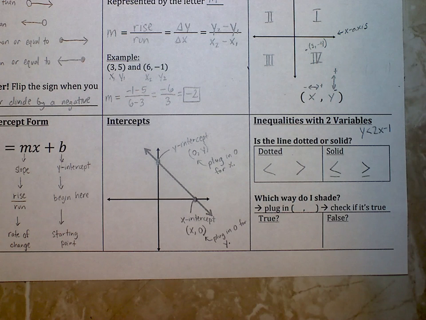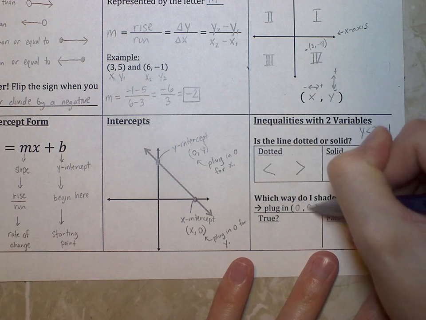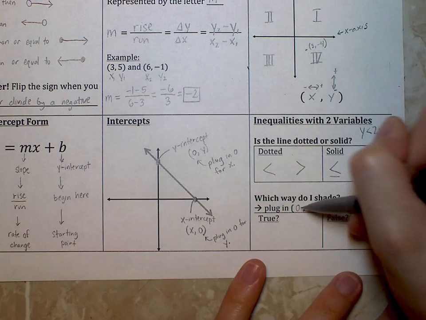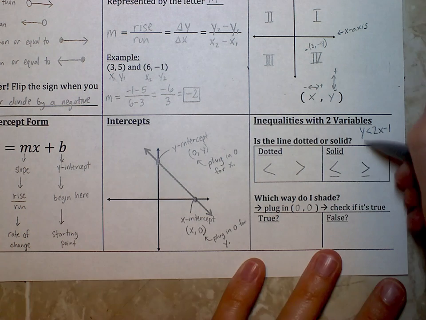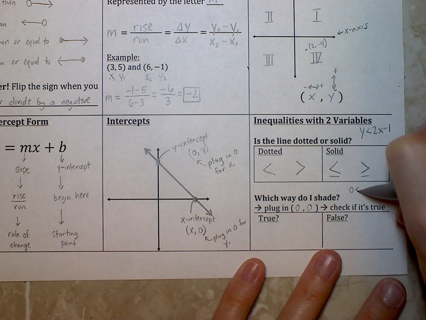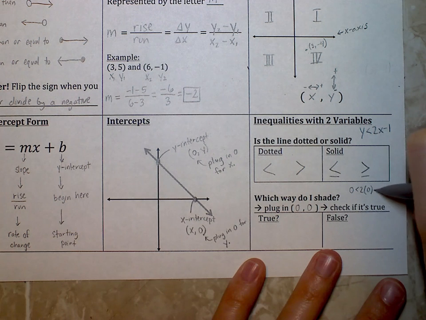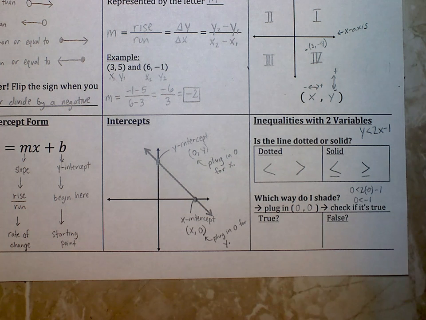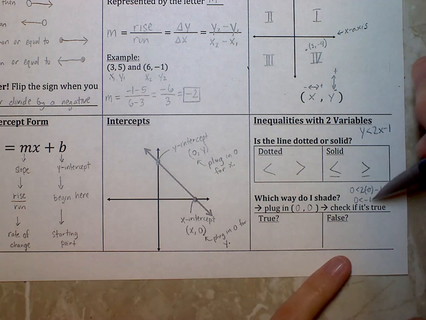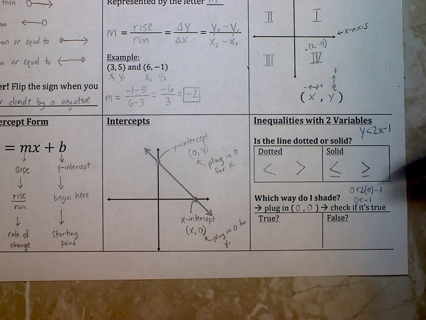The next question you ask yourself is, which way do I shade? So what you do is you plug in (0, 0), which is 0 for the x and 0 for the y. For example, that would look like 0 is less than 2 times 0 minus 1. This is 2 times 0, which is 0, so 0 is less than -1. Then you decide, is that true or false? Well, in this case, it's false. 0 isn't less than a negative number.